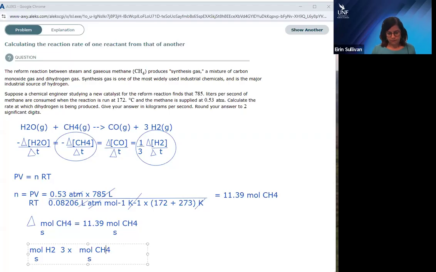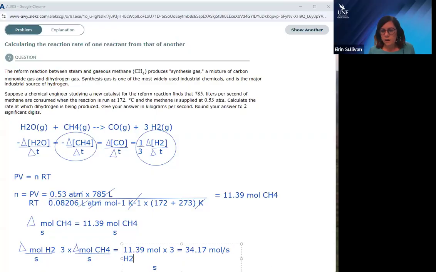So let's go ahead and tidy that up a little bit with lines. So my change in the number of moles of H2 per second is 3 times my change in the number of moles of CH4 per second. So that is going to be 11.39 moles per second multiplied by 3, which should shake out to be 34.17 moles per second of H2.